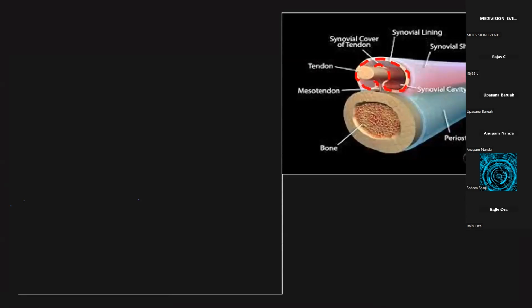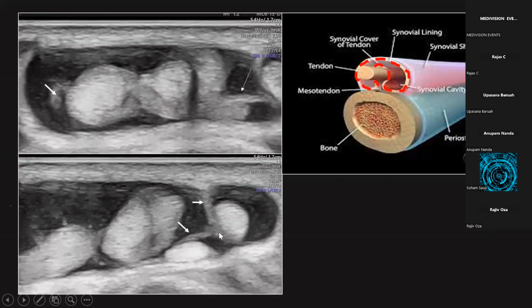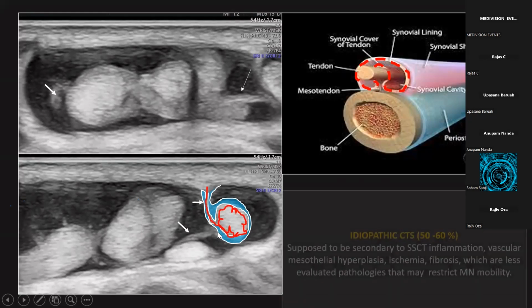This is actually the synovium of the tendon, a double folded structure, as you can see here, and this is the mesotendon that carries blood supply to the tendon, and that can be better seen when there is effusion. And these are all the mesotendons we can see. And this is the synovial sheath, and this is the mesotendon that carries the blood supply to the tendons.